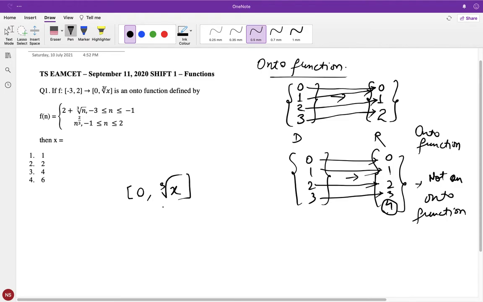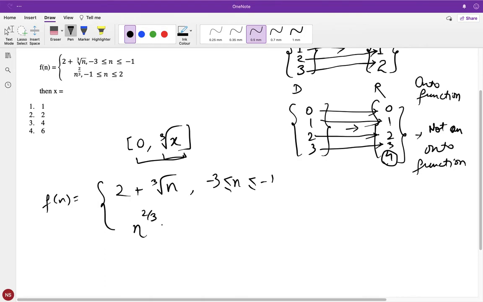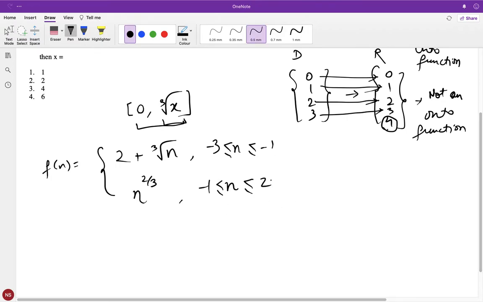So it should be such that for each value between 0 to cube root of x, there should be some corresponding value in the domain. So let us first try to draw the graph. f of n is given to me as 2 plus cube root of n when n belongs to -3 to -1, and n raised to the power 2 by 3 when n belongs from -1 to 2. In this kind of question, you don't have to worry about the shape of the function that you are trying to draw. You are just worried about the values.